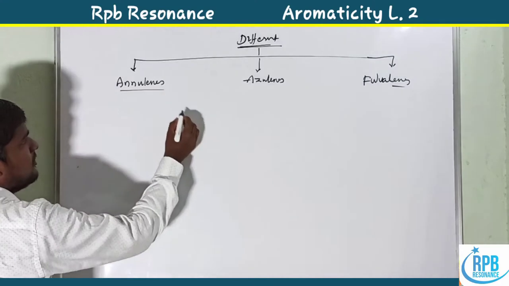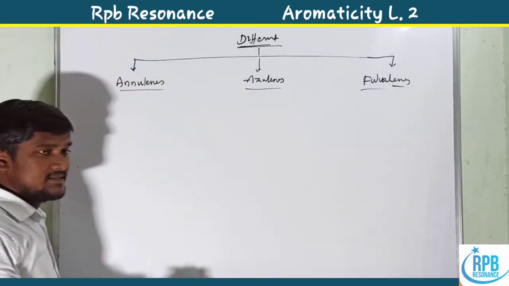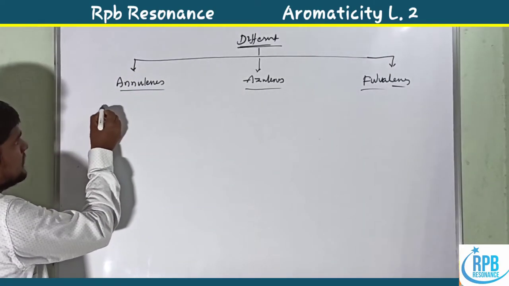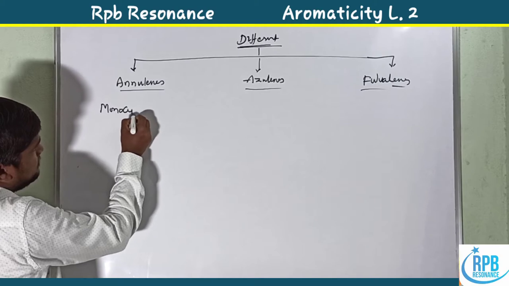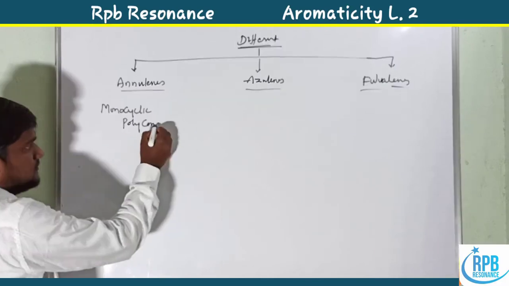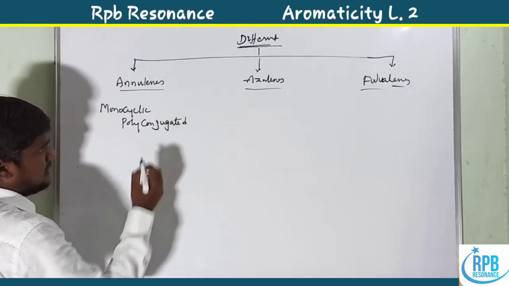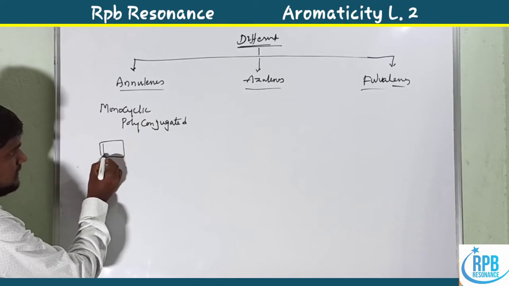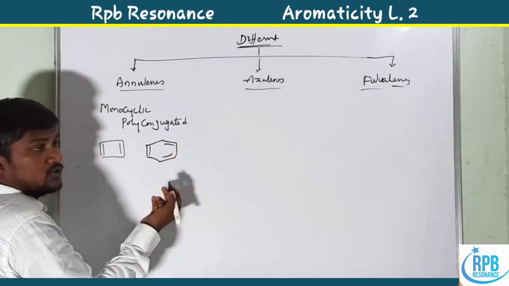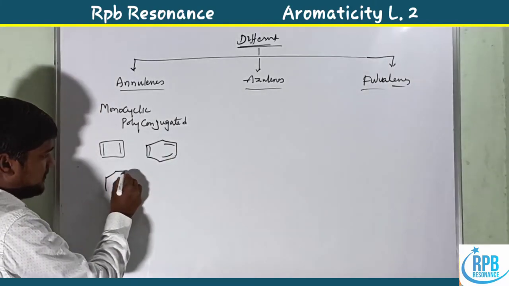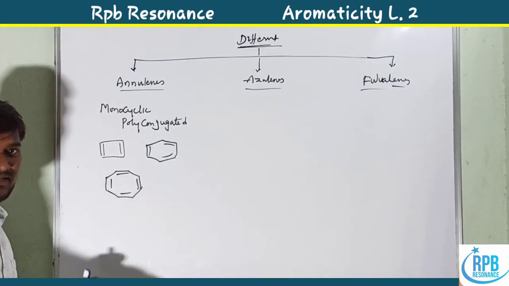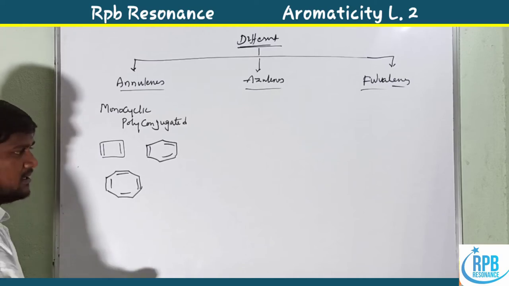Okay, now here we have the annulenes, azulenes, fulvalenes. Let us discuss them one by one very clearly. The first one is annulenes. Annulenes are monocyclic polyconjugated systems. That means it is monocyclic with poly double bonds, so more than one double bond. For example, an 8-membered ring, monocyclic. So it is a monocyclic polyconjugated double bond system.